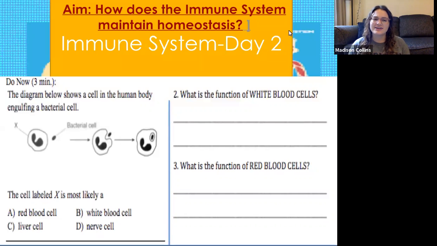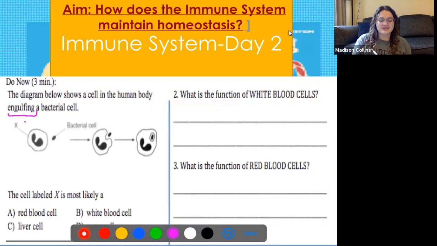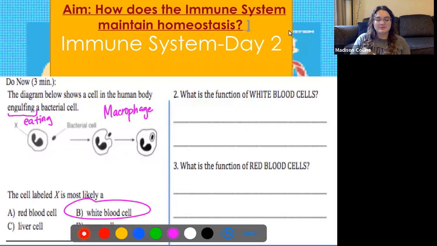All right, number 1. The diagram below shows a cell in the human body engulfing a bacterial cell. So when we see this word engulfing, that's just another way of saying eating. So we see that this cell is actually eating a bacterial cell. Now, if you remember from yesterday, we talked about a type of cell called a macrophage that does this. And a macrophage is a type of white blood cell. So white blood cells help us with immunity. And one of the ways they do that is by eating any sort of invader that comes into our body.